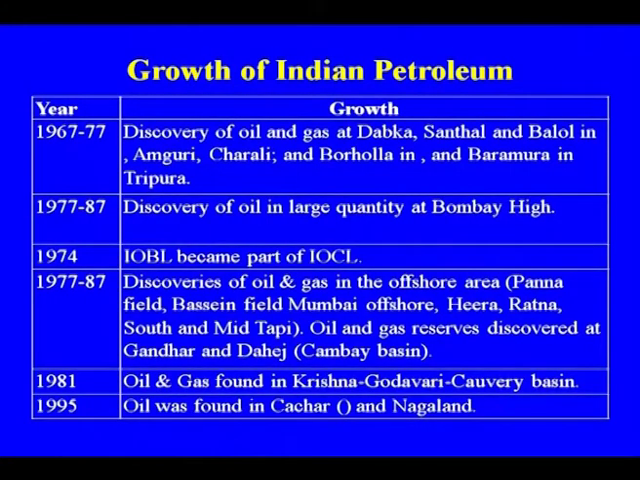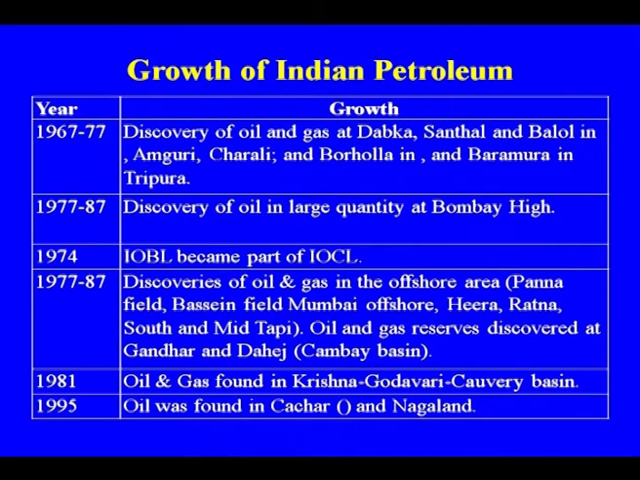Another unit that was started during the initial stage was the Namrup fertilizer, where they are making the fertilizer. So this is another development that was there. This is all in Assam, and in Tripura also the oil and gas was found, and there was the discovery of oil in large quantity at Bombay High.